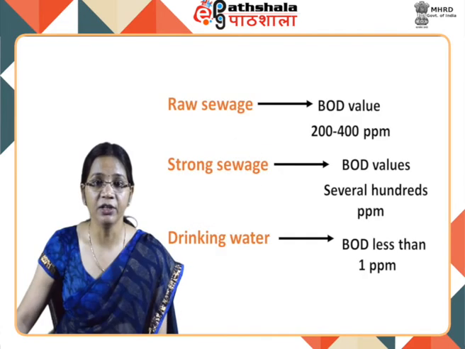Pure drinking water on the monthly average should have 5-day BOD in the range of 0.75 to 1.5 milligram per liter. BOD value of a raw sewage runs from 200 to 400 ppm. BOD values of several hundred ppm indicate strong sewage. The drinking water should have BOD less than 1 ppm.